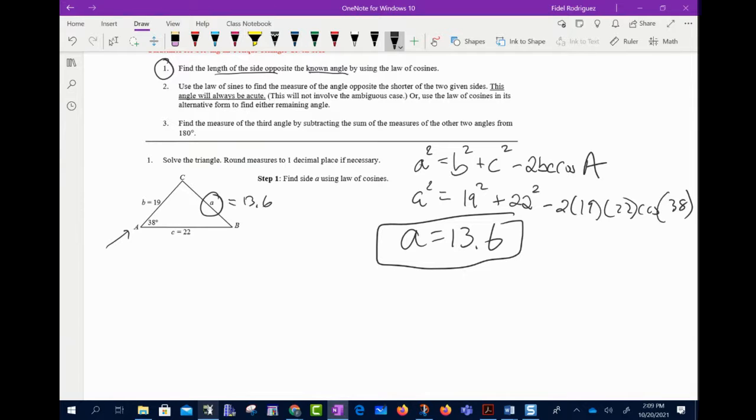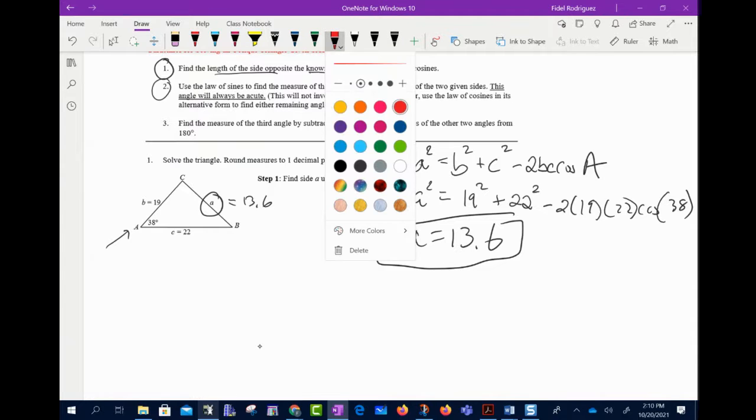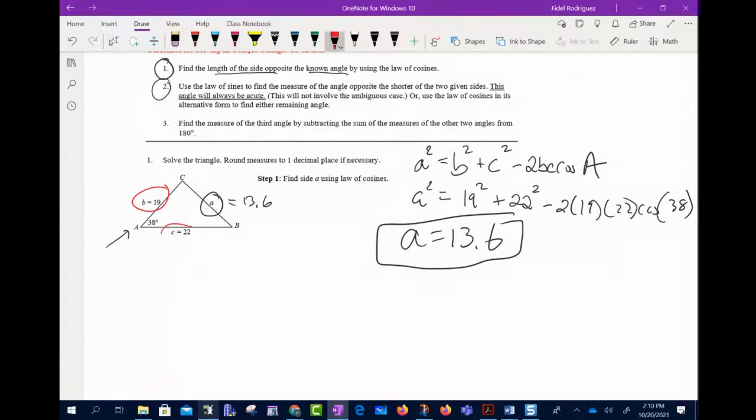Okay, so the next part says, look, we're going to use the law of sines to find the measure of the angle opposite the shorter of the two given sides. So the two given sides that we already had, y'all, were 19 and 22. Which is the shorter of the two sides? B, right? So we're going to find the angle that's opposite of that. So remember how we use the law of sines? We're going to go sine of B over little b equals, I'm going to use sine of A over little a, because we already know the angle A and we know the side A, and we don't know anything about C. I mean, we know the side C, but we don't know the angle.